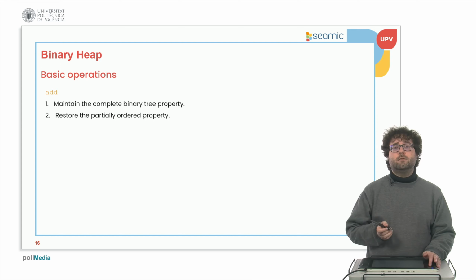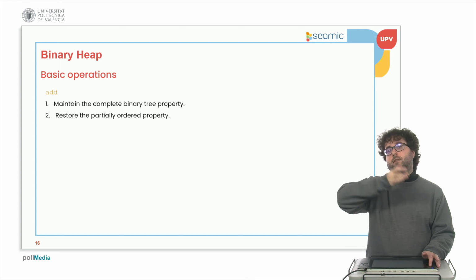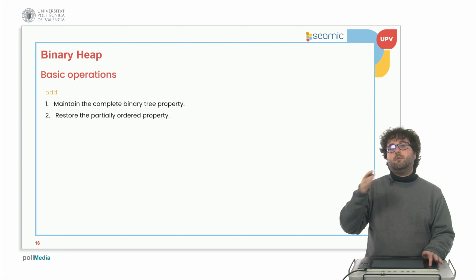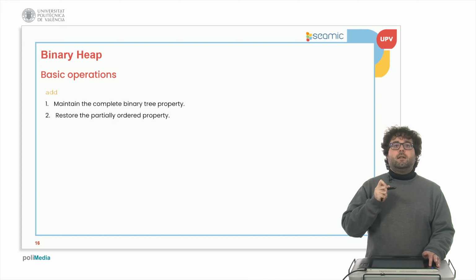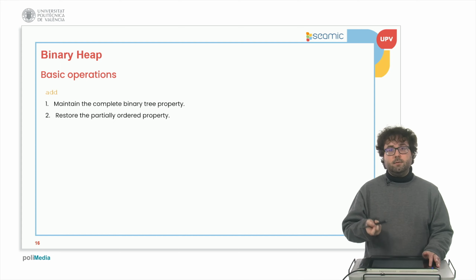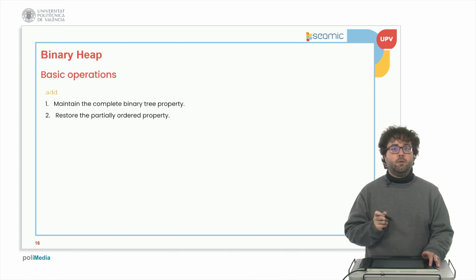The other operation is adding an element. When adding elements, of course, we will be at the bottom of the list, the last position of the list, which is the last position of the bottom level of the tree. Why? Because we need to maintain the complete property of the binary tree, and we also need to maintain the order part.